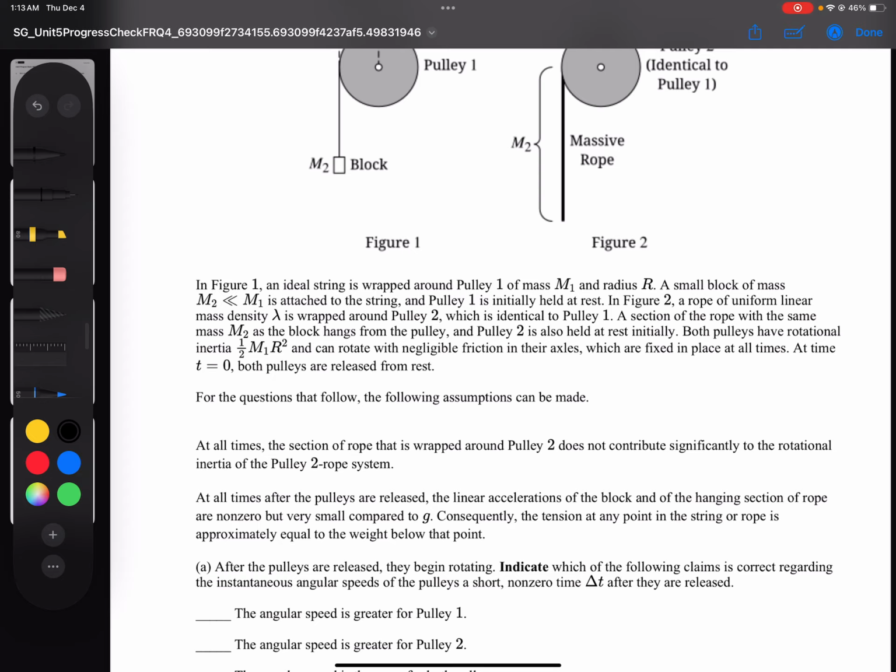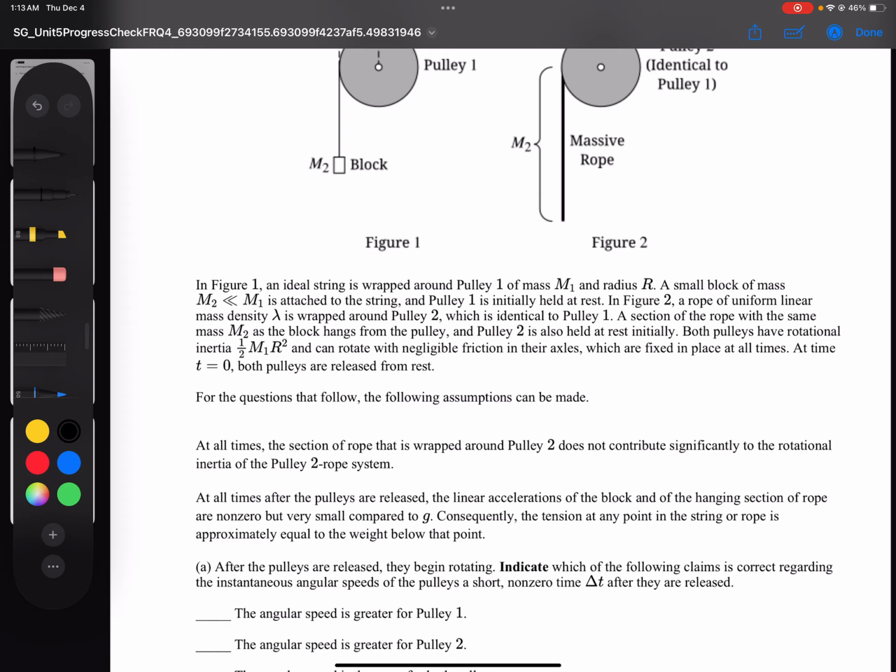When I was reading the problem, at first I was a little annoyed because I thought that the way they set up the system was a bit tricky and unphysical. But they do mention a very important fact. At all times, the section of the rope that is wrapped around pulley 2 does not contribute significantly to the rotational inertia of the pulley 2 rope system. And they tell you that M2 is much less than M1.